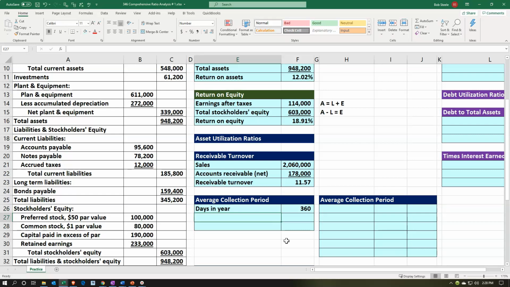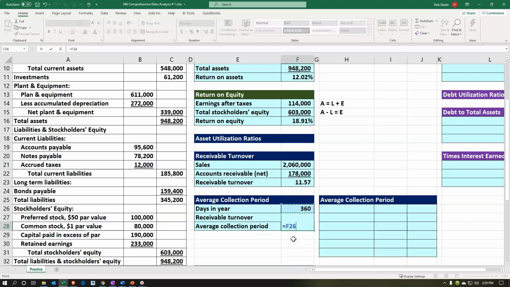And then we're going to take that and divide it by the receivable turnover that we just came to, and that'll give us our collection period in days. So the receivable turnover is this 11.57. Let's make that a decimal. Home tab, Number, adding the decimals. Let's underline it while we're here. Home tab, underline. Then we'll calculate this as 360 divided by that amount. The 11.57 gives us 31 days.